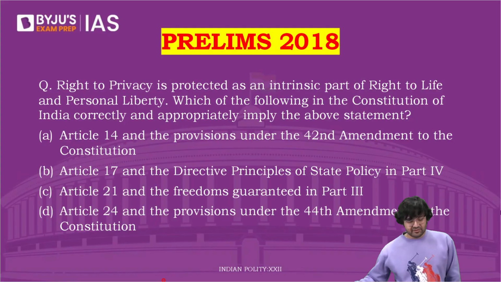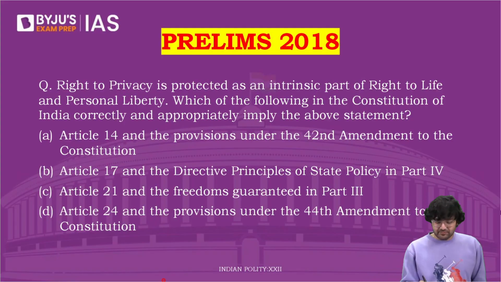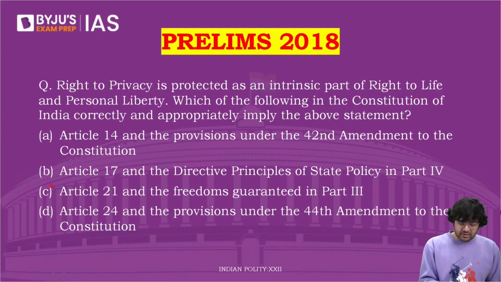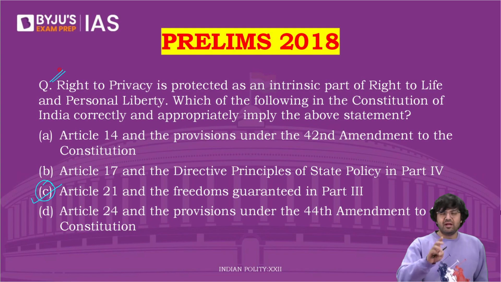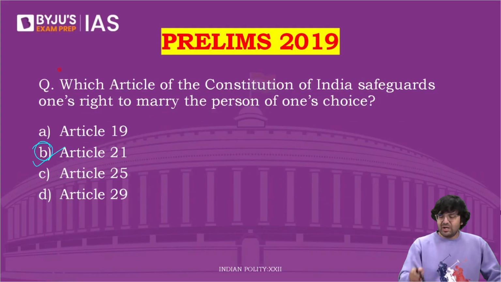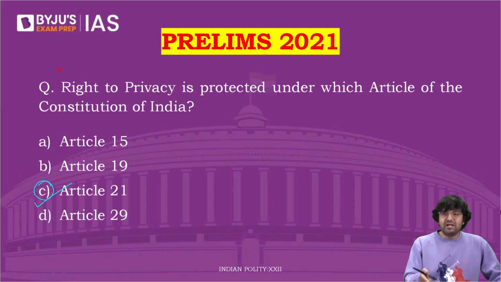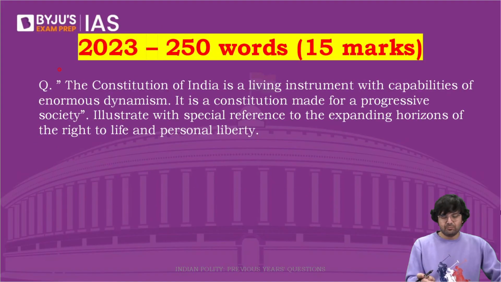94% of people got this correct. I think that's the highest we have seen. Look at the question. This was repeated. In 2018, this question was asked. Why? Because right to privacy was declared a part of Article 21 in the year 2017, the Puttaswamy case. In 2019, right to marry was asked because the Hadia case was of 2018. Again in 2021, the same right to privacy was asked, which was asked in 2017. Look at UPSC.